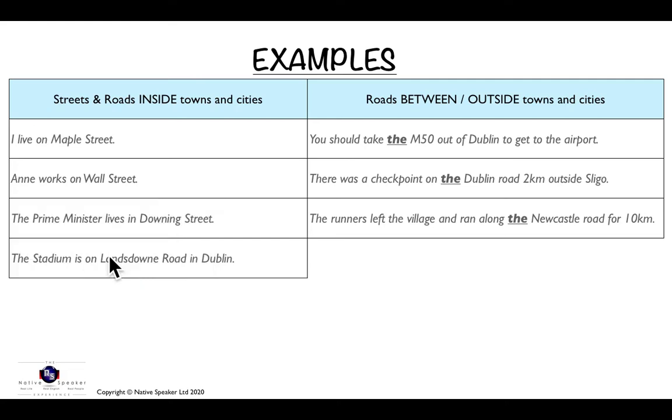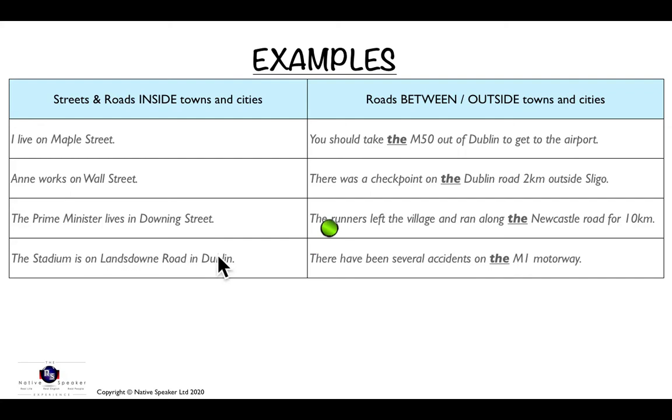Get rid of it. Very bad. There have been several accidents on the M1 motorway. It's outside the city, because it's a motorway. And how do we know that? Well, it's the M1. That's a famous motorway in Britain. What's a common mistake by students? You guys drop it, and you can't do that. It must be the M1 motorway.